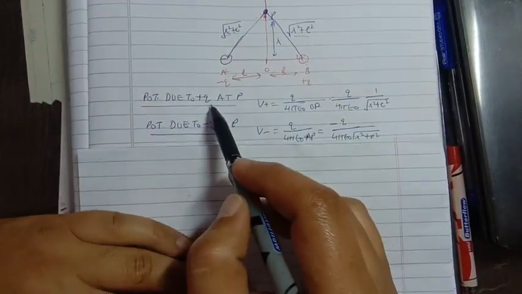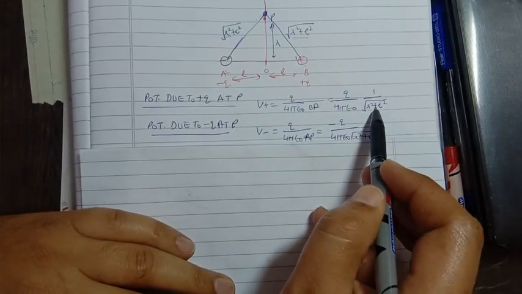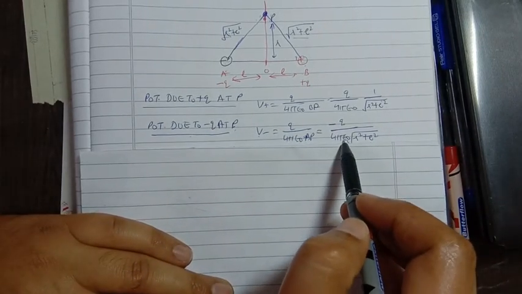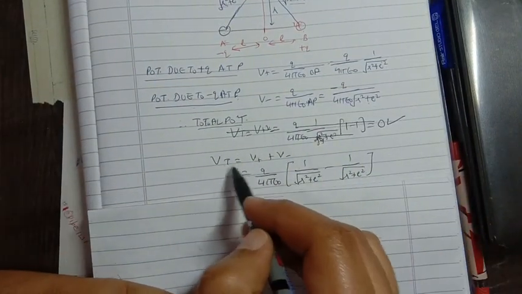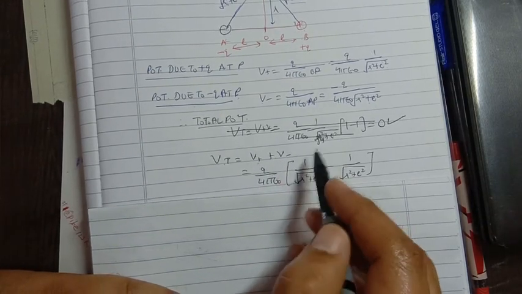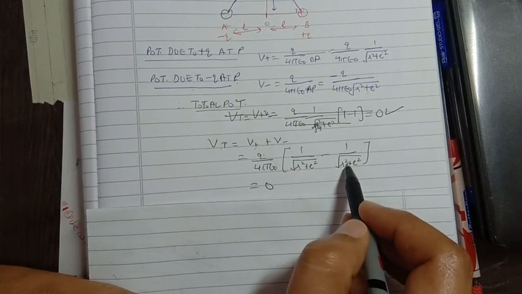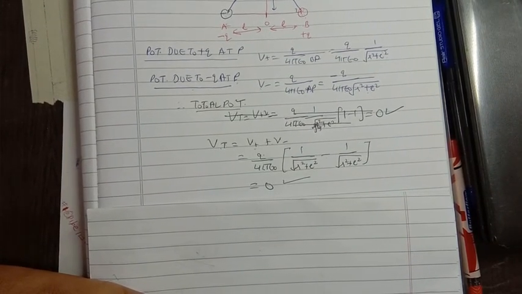So the potential due to the plus charge at P is V plus equal to q over 4 pi epsilon naught times 1 over the square root of r square plus l square. Due to the minus charge at P, it is V negative equal to minus q over 4 pi epsilon naught times 1 over the square root of r square plus l square. So the total potential is V total equal to V plus plus V minus, equal to 1 over 4 pi epsilon naught times the difference of 1 over the square root of r square plus l square minus 1 over the square root of r square plus l square, which is equal to 0. Thus we see that the electric potential due to an electric dipole is non-zero only in the case of the axial line, but for the equatorial line it is always equal to 0.